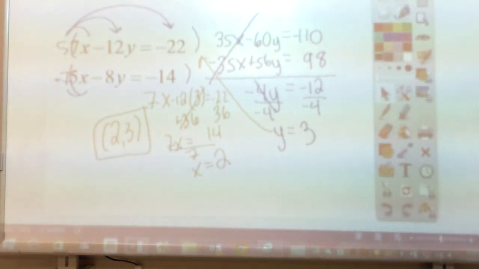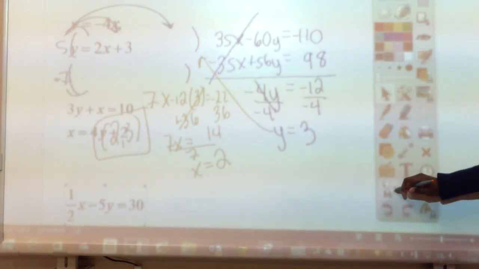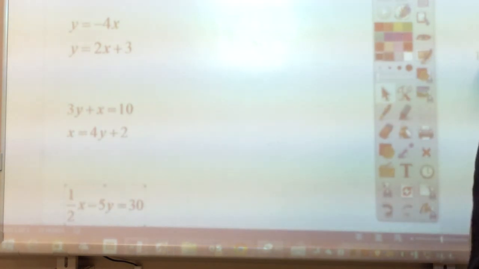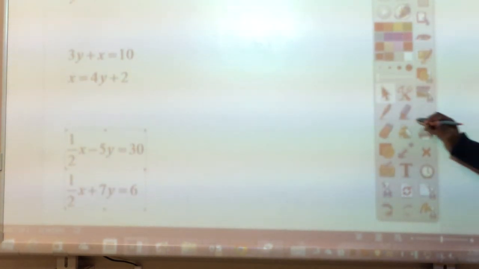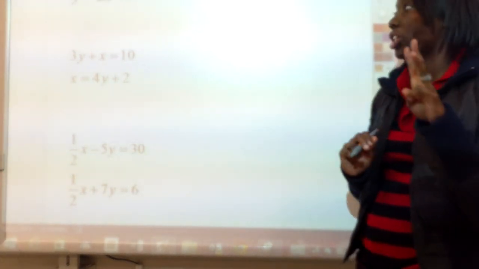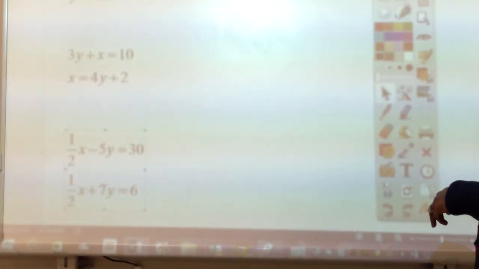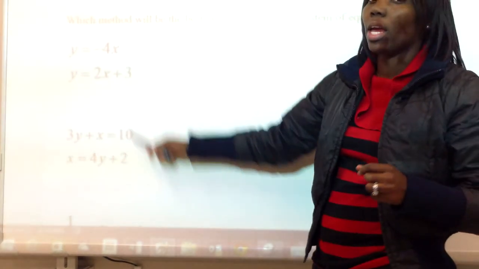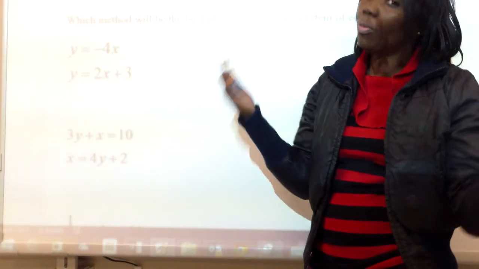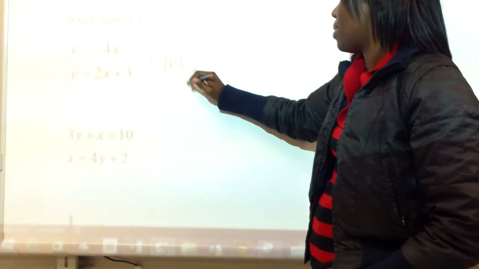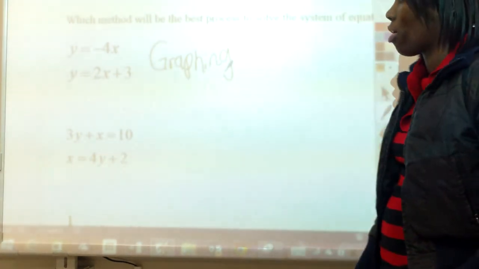Moving along. On the back, it says, which method will be the best process to solve the systems of equations? So up until this point, now we have done 3 different methods. They are substitution, elimination, and graphing. And so if we look at this first one, and I'll scoot it down because I'm sure you probably can't see it. Both of them are in what? Hopefully you said slope-intercept form. And since they're in slope-intercept form, the graphing method would be the best one for this one, because you can put it in your calculator and see where they cross.